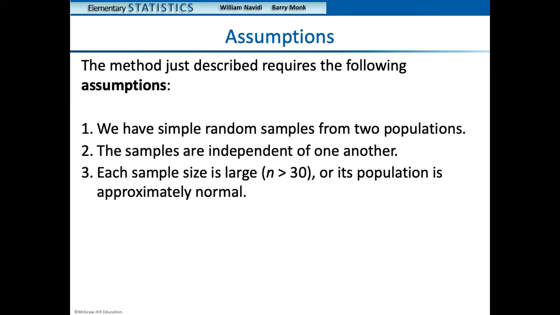Assumptions that have to be met here. We have simple random samples from 2 populations. The samples need to be independent from one another. And then each sample size needs to be either large, greater than 30, or come from a population that is approximately normal.